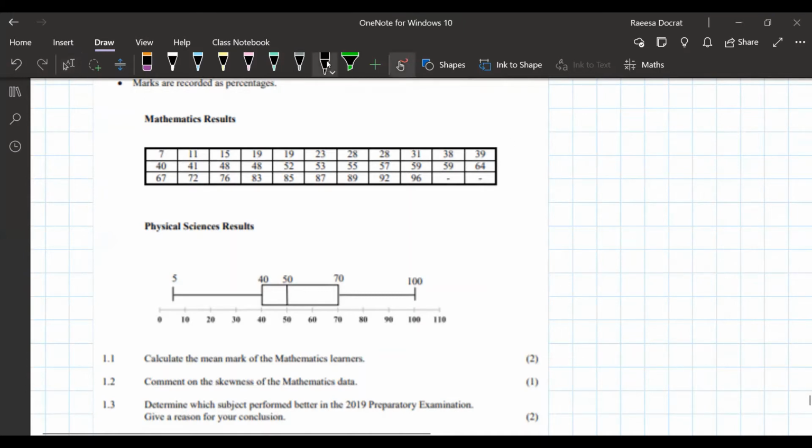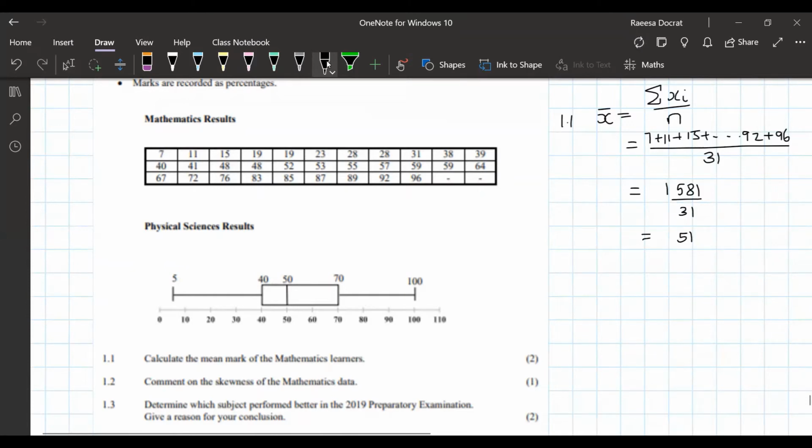For 1.1, you could use the statistics mode of your calculator. So the mean is the sum of all observations over your total number of observations. So adding all of these numbers, the 7 plus the 11 plus the 15, all the way to 92 plus 96, over the total number of students, and there were 31 students as they mentioned earlier. If we calculate that, it's 1,581 divided by 31. So we then get our mean to be 51. Okay, so that is quite standard, and your calculator can help a lot with those calculations.